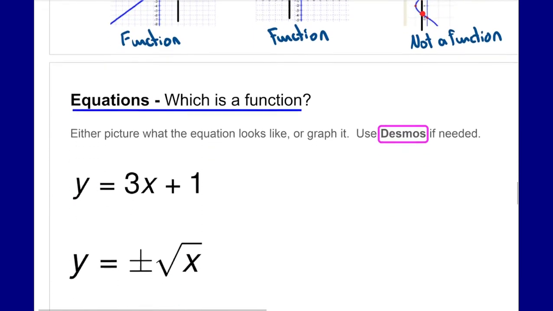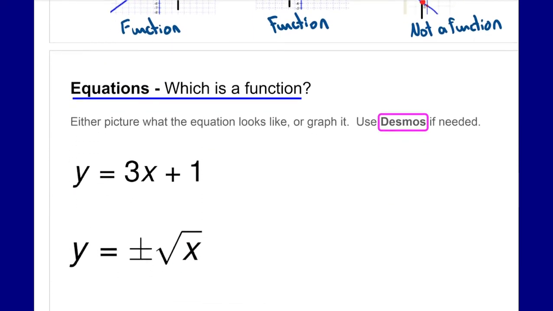For equations, if we're given an equation, obviously it might be difficult to see. We might have to create a table of values, or we might have to graph it. Because if we graph it and visually look at it, we will be able to use that vertical line test we just did. So we either have to know what it looks like, come up with a table of values, or graph it to use the vertical line test. If needed, you can always use Desmos.